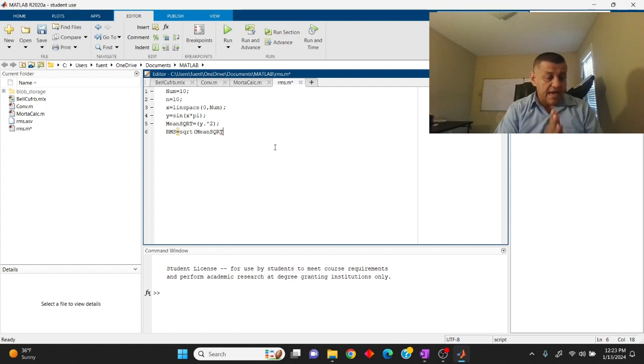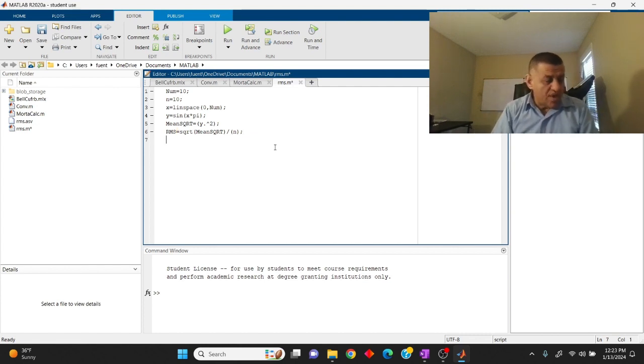Now what are we doing here? We're taking that, and then we will divide that by n. What is the n value? The n value was 10. Now put a semicolon in there and let's keep going.